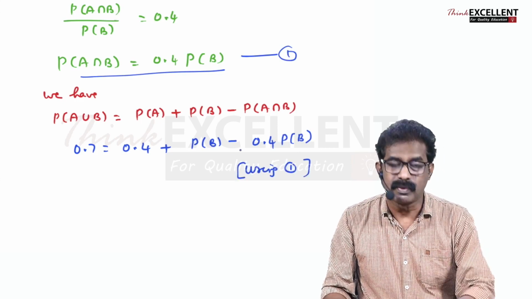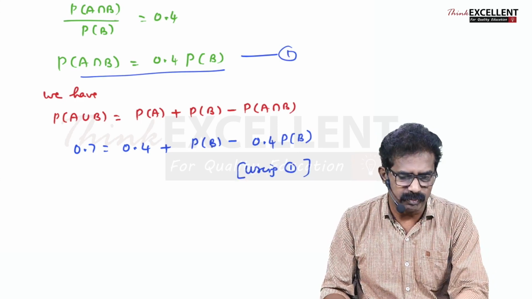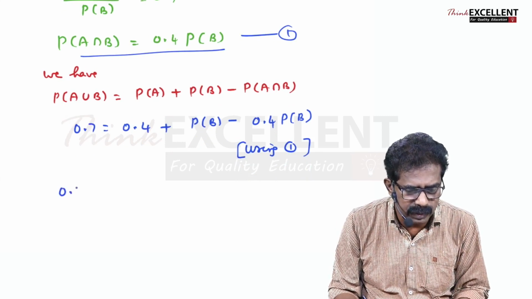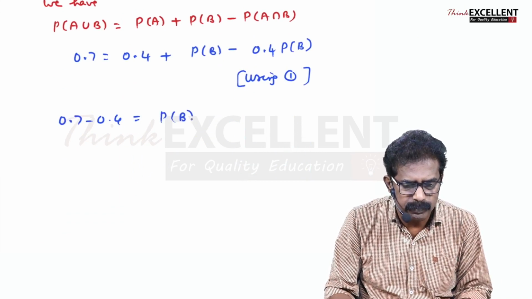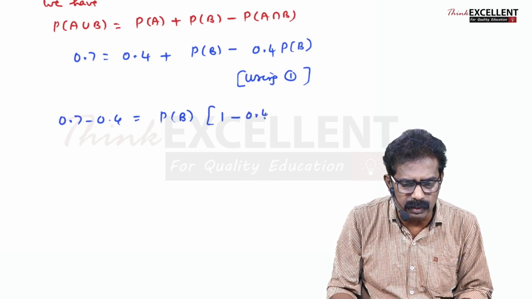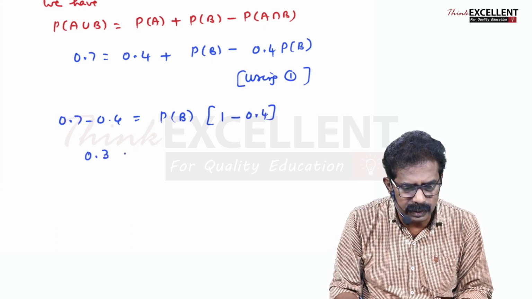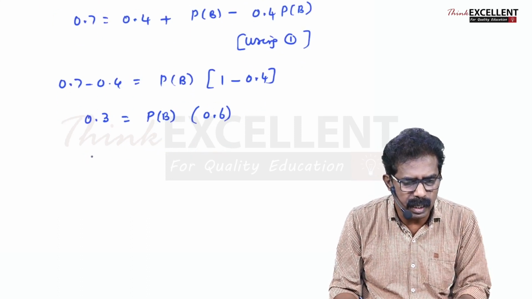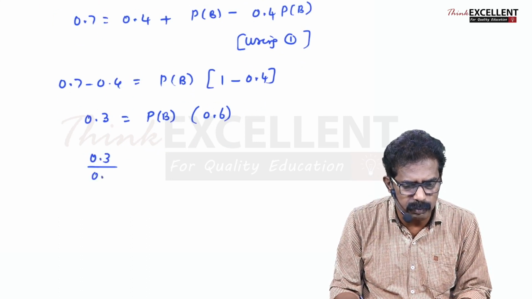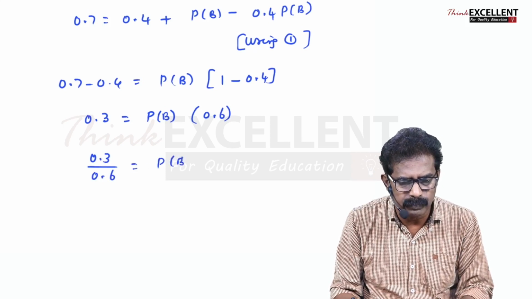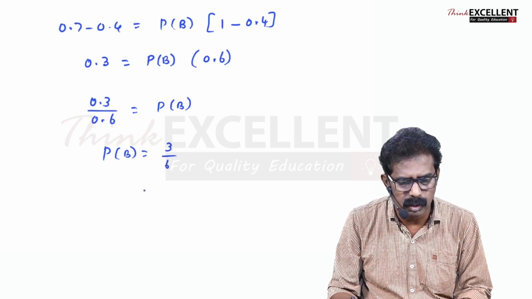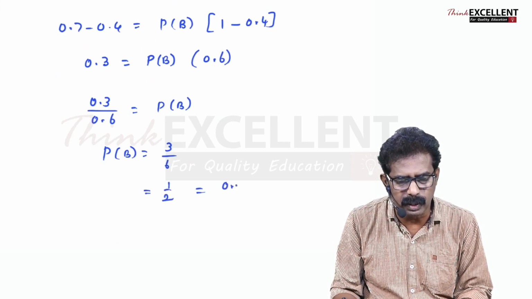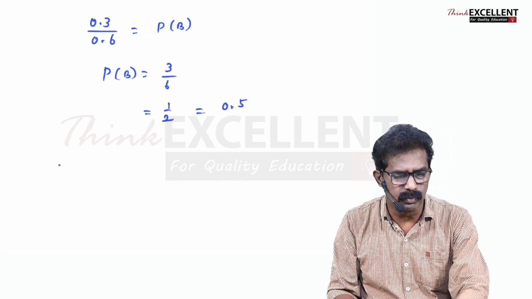Okay. Now we can find it because now we have an equation in only P of B. Bring that 0.4 here. 0.7 minus 0.4 is equal to, take P of B common, you will get 1 minus 0.4. So this is 0.3 equal to P of B into 0.6. Bring it down, 0.3 by 0.6 equal to P of B. So P of B equal to, shift one digit to the right, 3 by 6, 1 by 2, same as 0.5.